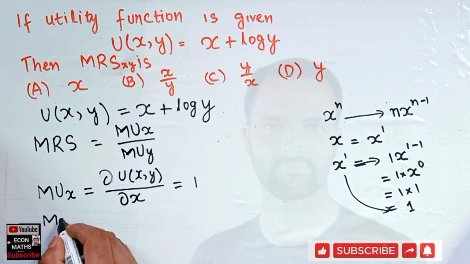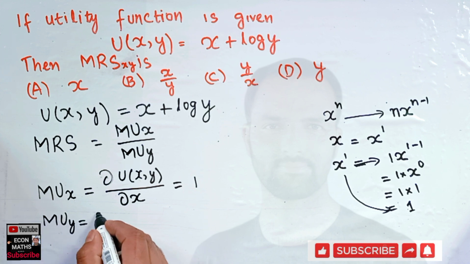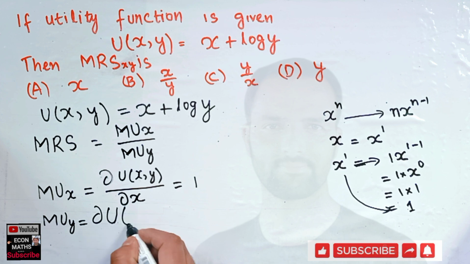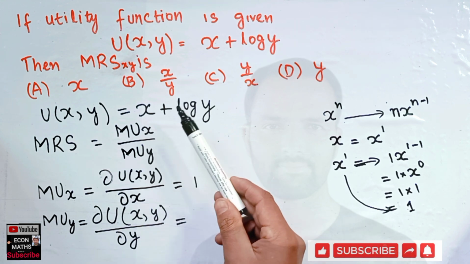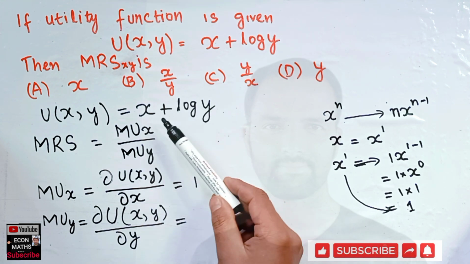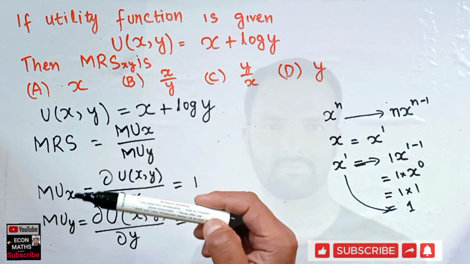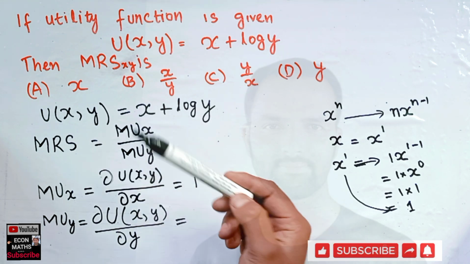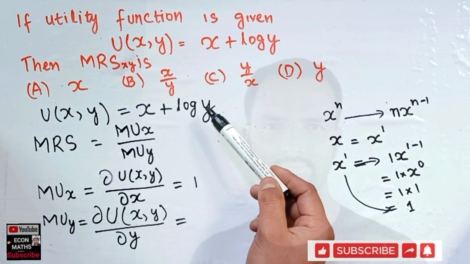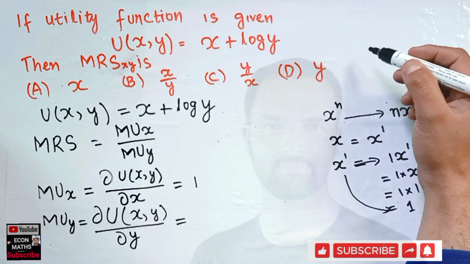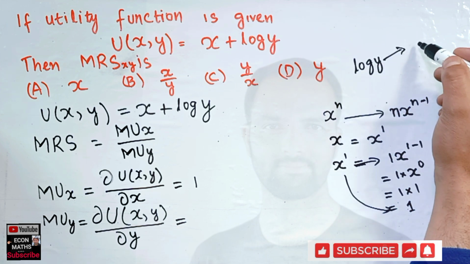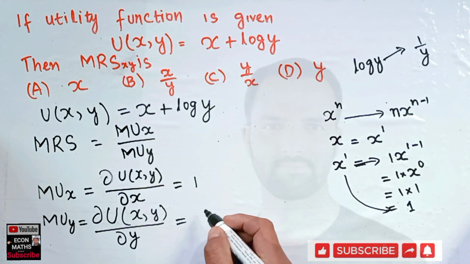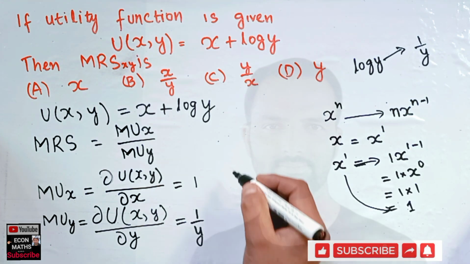Similarly, the marginal utility of y means partially differentiating our utility function, that is u(x, y), with respect to y. Since we are partially differentiating with respect to y, x is constant and the derivative of a constant is 0. Now what is the derivative of log y? The rules of differentiation tell us that the derivative of log y is 1 upon y. So I will write here 1 upon y.